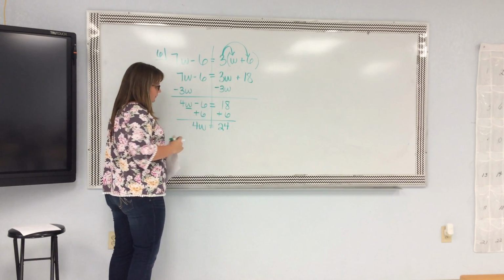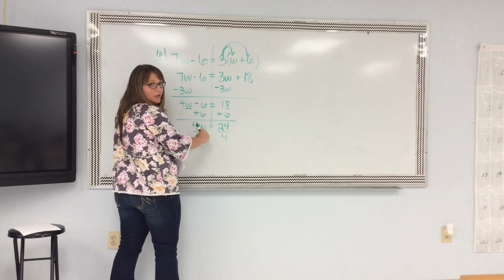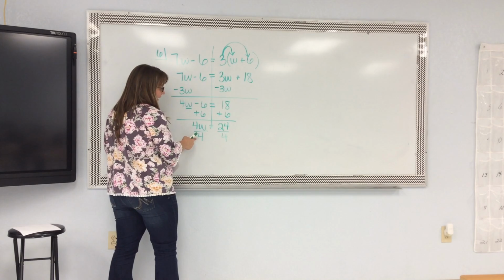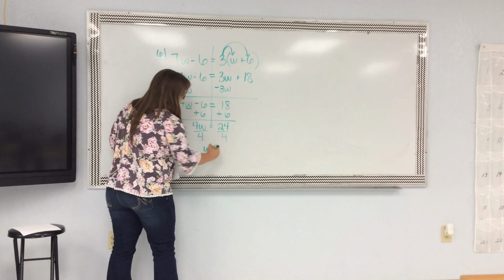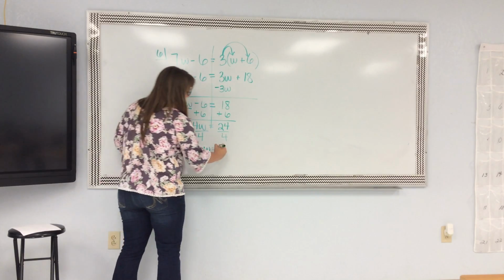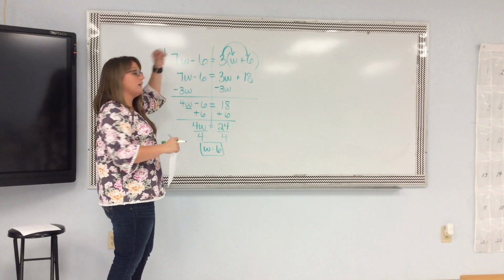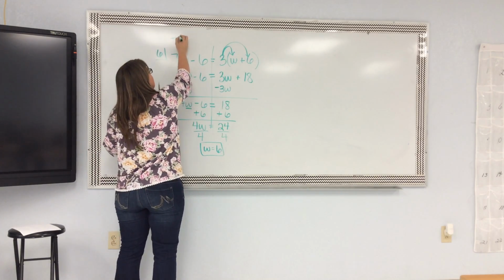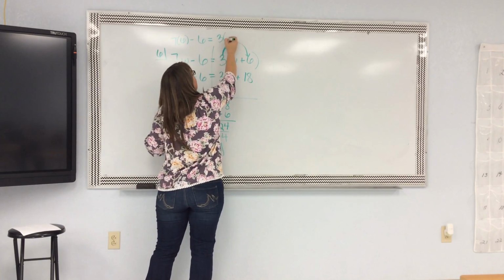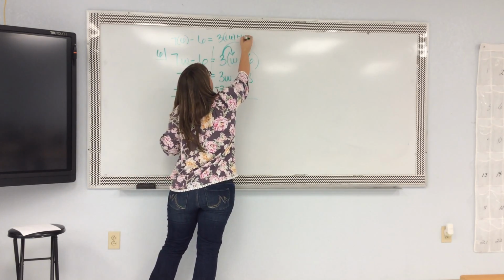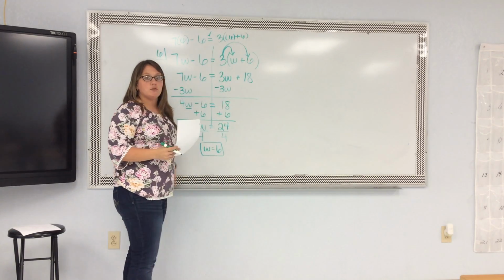is 24. Divide both sides by 4, because 4w means 4 times w. To undo multiplication, I divide. 4w divided by 4 gives me 1w. 24 divided by 4 is 6. Do not forget to go back and double check that that is correct. So everywhere there is a w, I'm putting a 6 inside of parentheses, and then you plug that into your calculator to make sure it gives you a true statement.